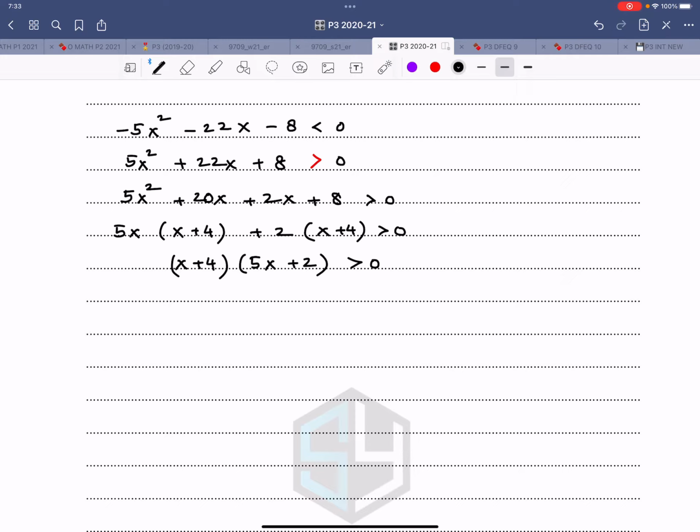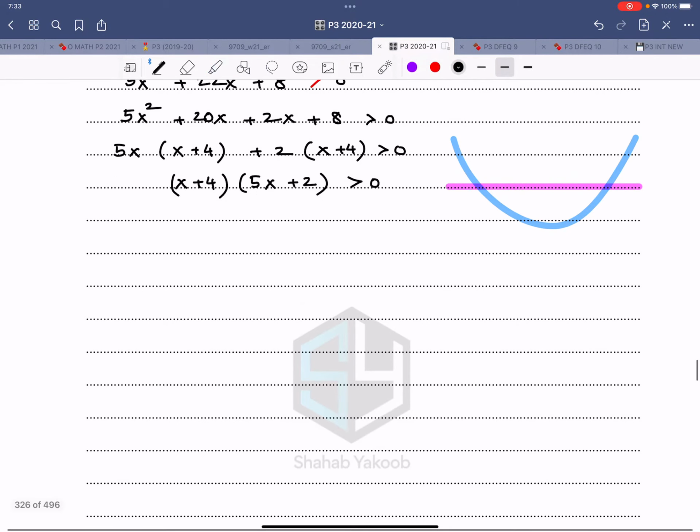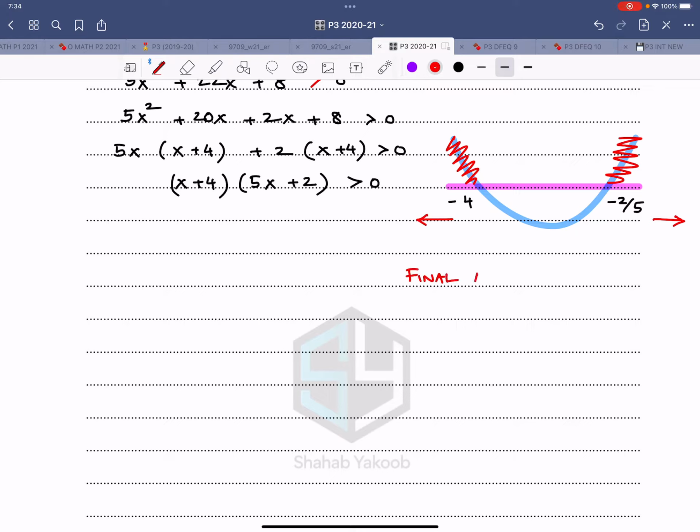Draw a number line, that's the x-axis. Draw a curve, label the roots. The smallest is minus 4 and the largest is minus 2/5. It says greater than 0, that is the region above the x-axis. Two separate regions, two separate answers. Therefore, the final answer is as follows: x is less than minus 4, x is greater than minus 2/5.